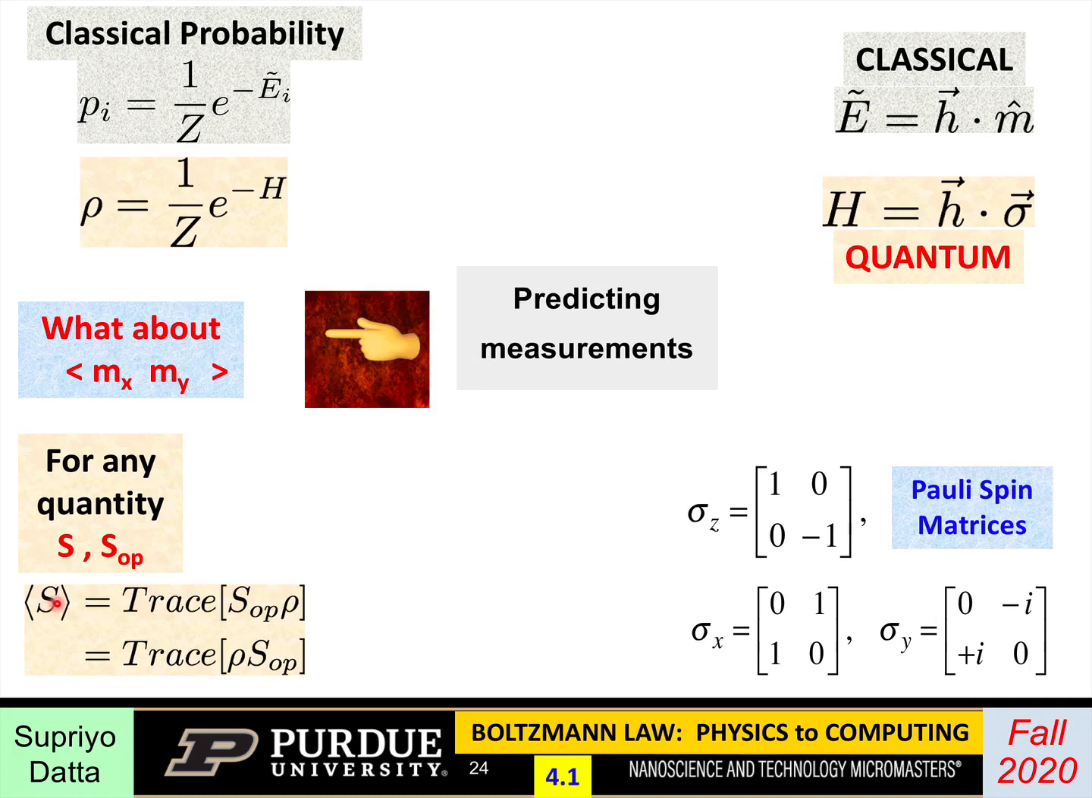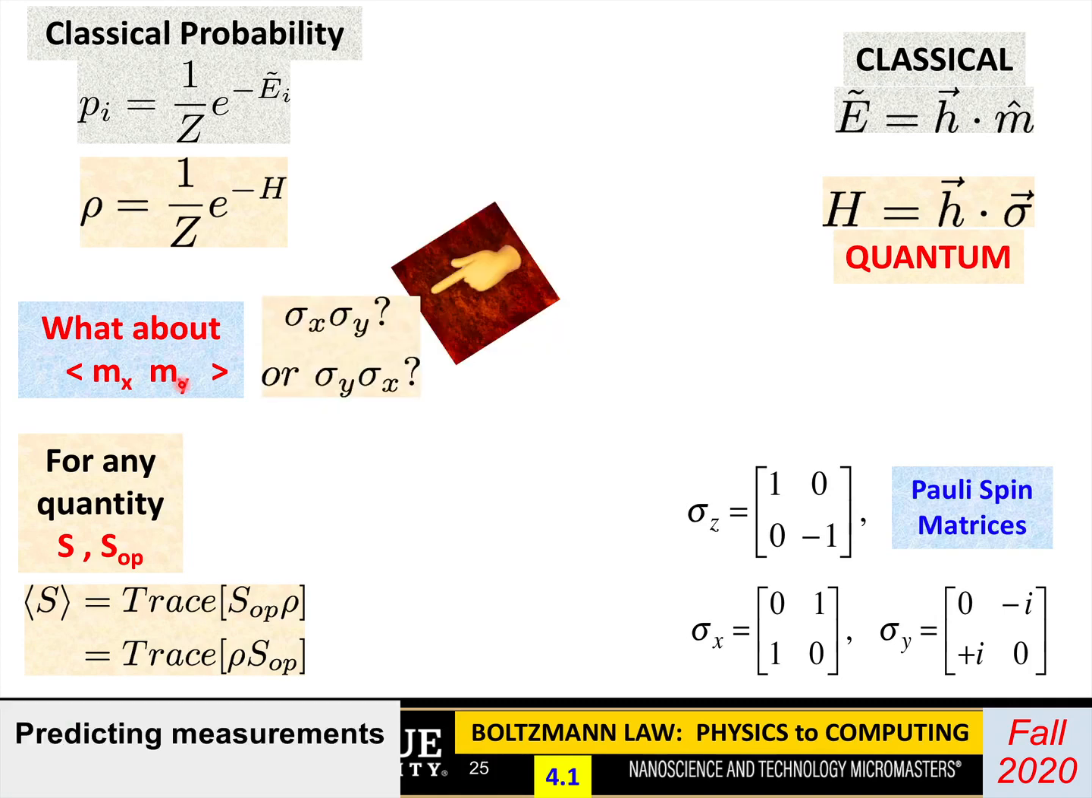Now, what if I wanted to predict the value of the correlation between mx and my? So I go and measure both mx and my, and I want to know the average value. And you might say, well, that's simple from your law, because I could define the operator for mx, my as sigma x, sigma y. Well, not quite, because what's not clear is, should I use sigma x, sigma y, or sigma y, sigma x? And now when you are talking of numbers like mx and my, of course, the order doesn't matter. But here we have matrices.